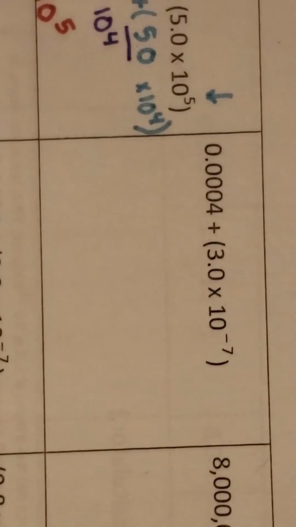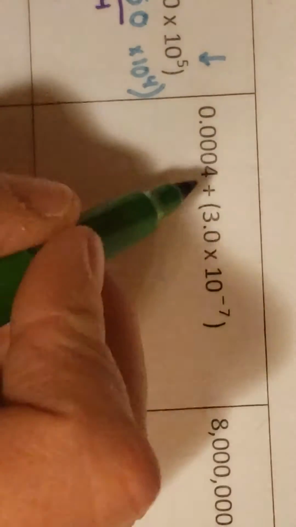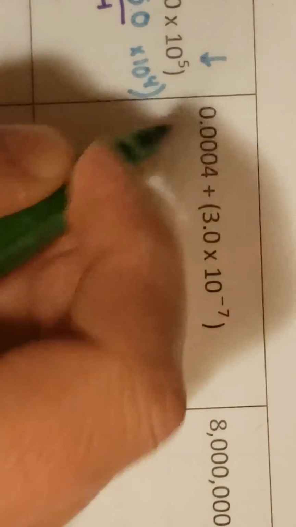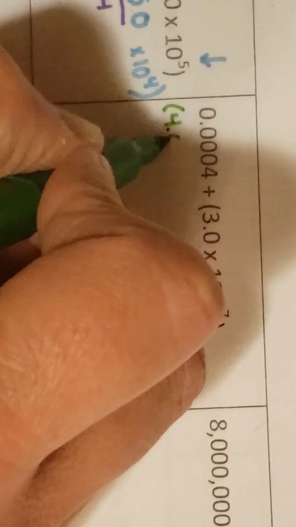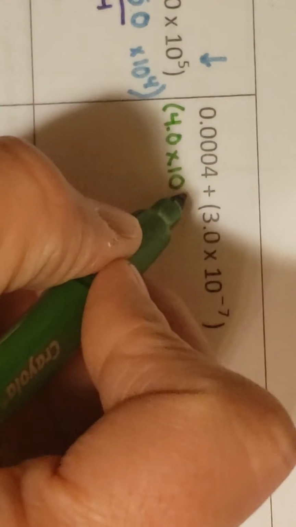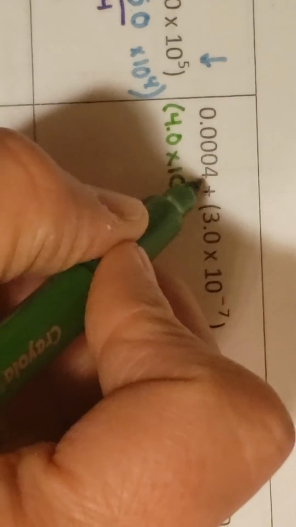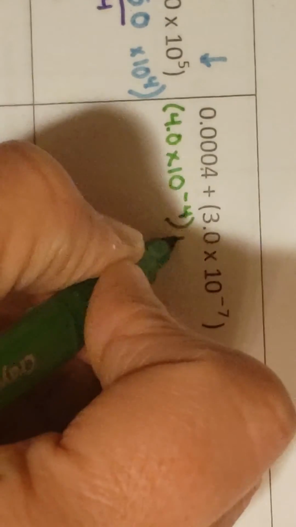Okay. Step 1 is to write both values in scientific notation. This is not in scientific notation. So this would be 4.0 times 10. Because this is a decimal, I know the exponent will be negative. 1, 2, 3, 4, negative 4. And we are going to add that, and this is already in scientific notation.